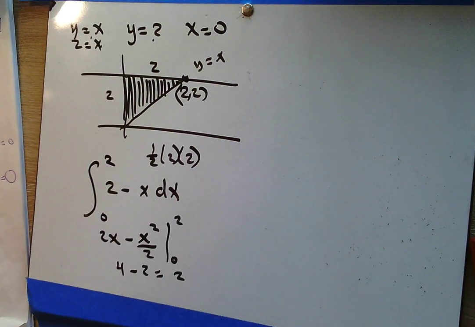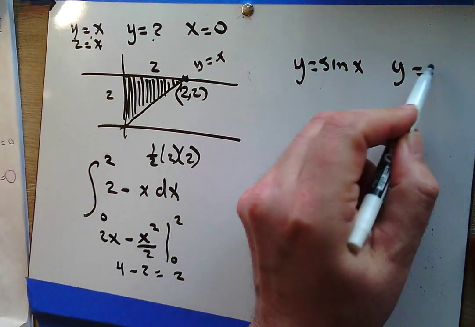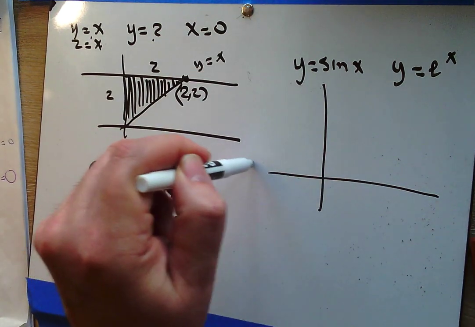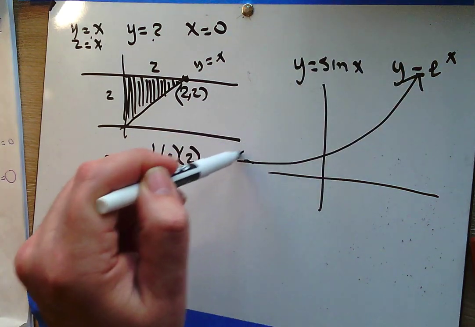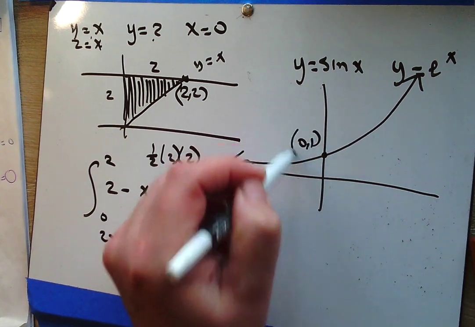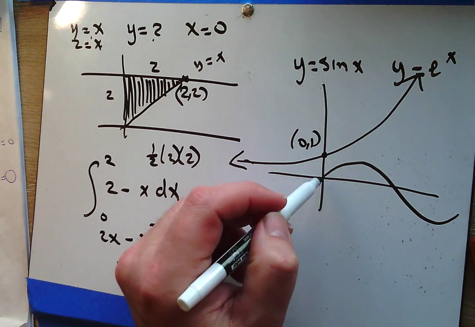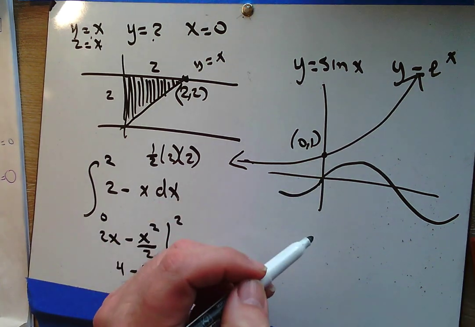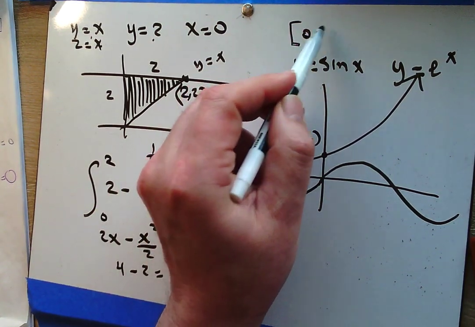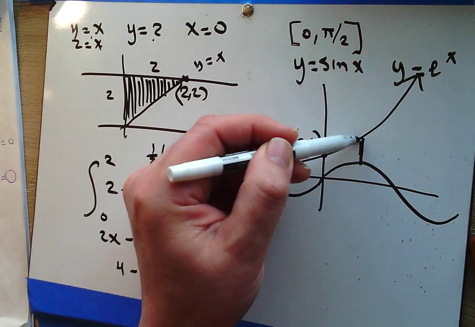All right, let's take a look at this one. y equals sine x, y equals e to the x. So, yeah, exponential growth. And sine x, we know this is the point 0, 1. And we know sine looks like this. And Mr. Kukla, they don't intersect. I know. That's because I'm interested in the area between the curves from 0 to pi over 2. So here's 0. Here's pi over 2.